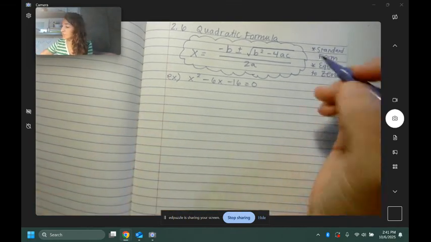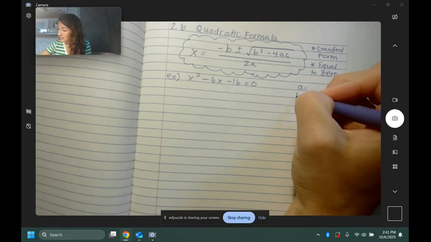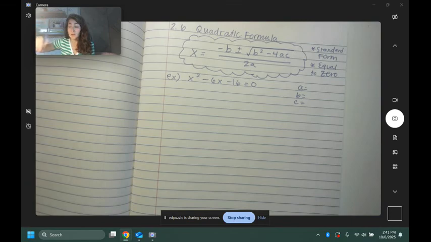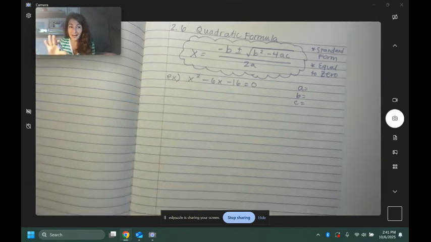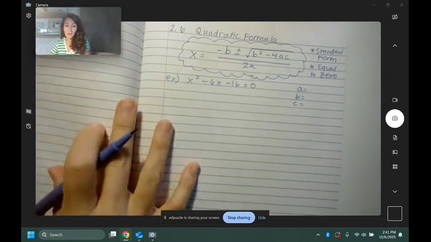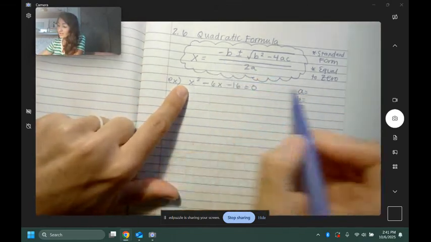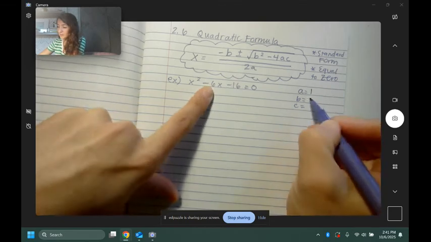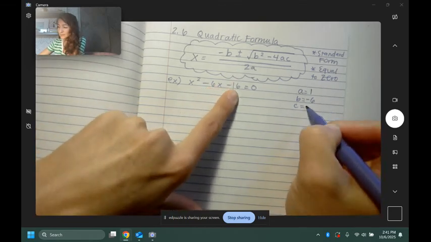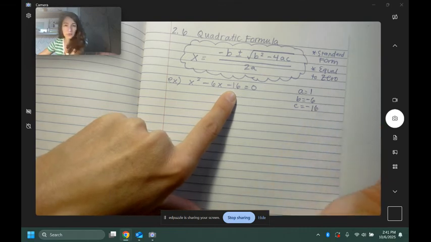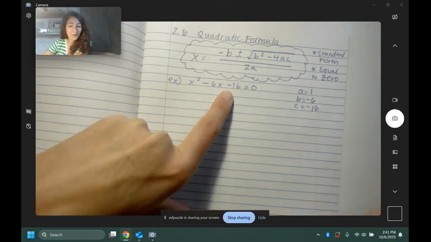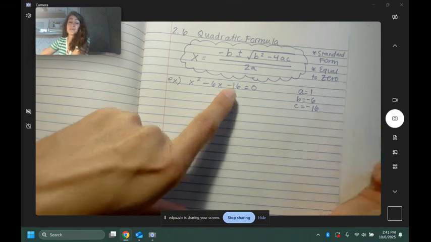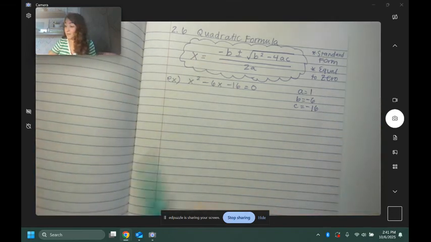All right, here it goes. I like to just write out a, b, and c so I don't accidentally plug something in somewhere else. This is a huge formula. There's a lot of room for error, okay? So a is whatever's multiplying x squared, b is whatever's multiplying x, and c is the constant, whatever is not multiplying an x. Now I'm going to take all of these numbers and plug them into the quadratic formula.